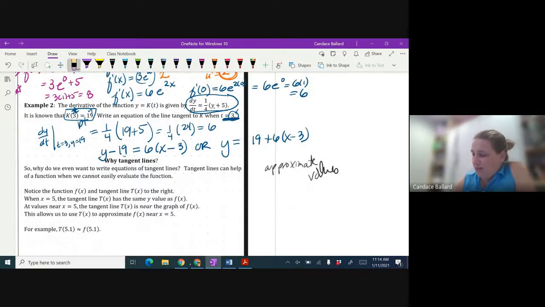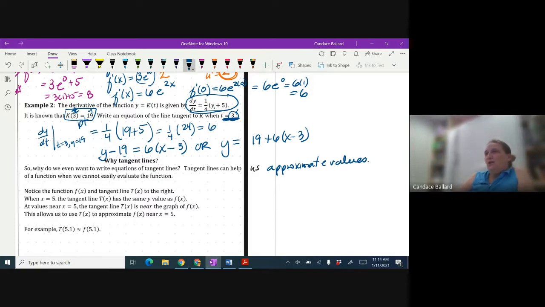All right, there were a few things left off. I was reading this just before class started, and let me just rewrite that. I'm talking about it, but I didn't want to, because I did not write it very clearly. Approximate values. Okay, so why do we want equations of tangent lines?